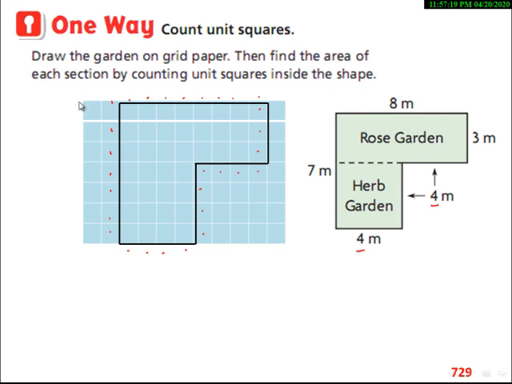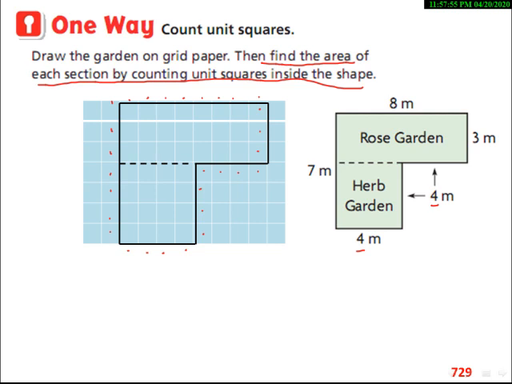I drew the garden on grid paper. Great. Finally, you should draw a cutting line to divide the figure into two complete rectangles. Then find the area of each section by counting unit squares inside the shape.